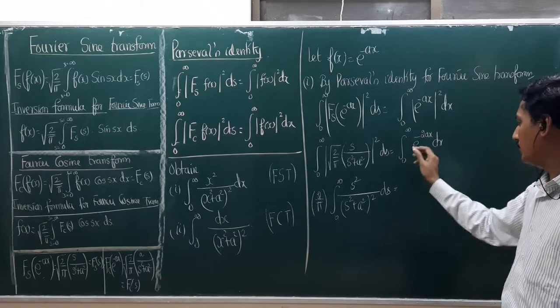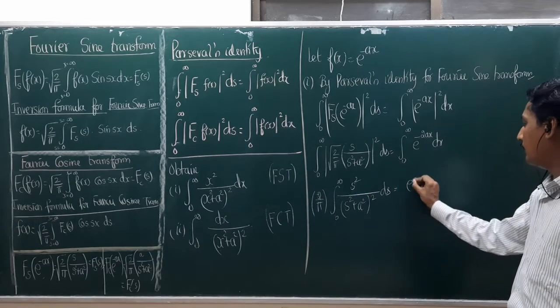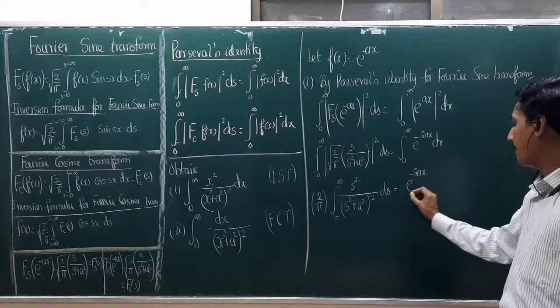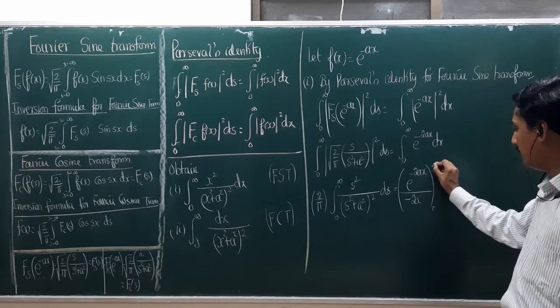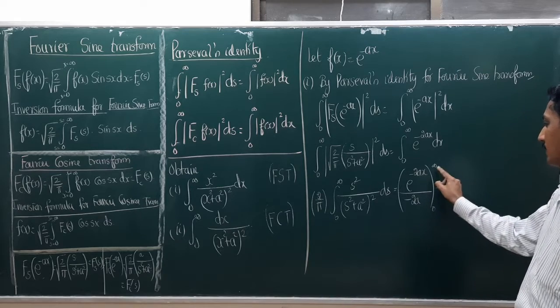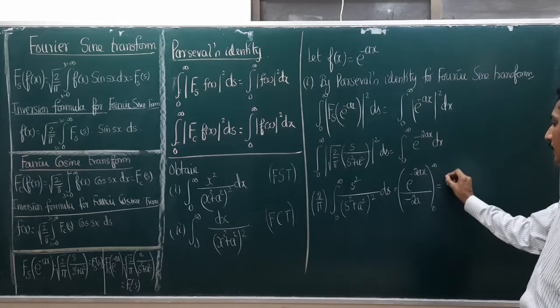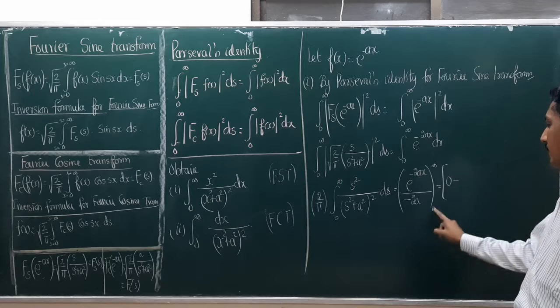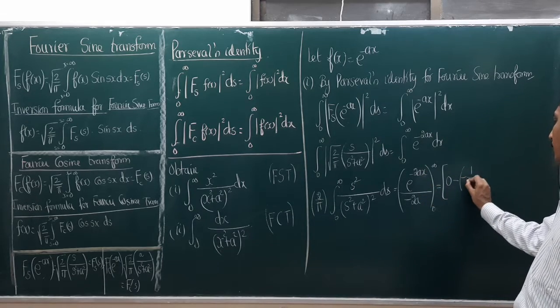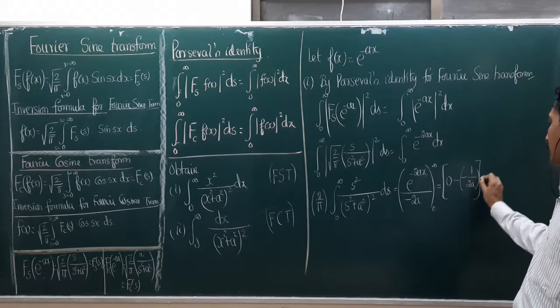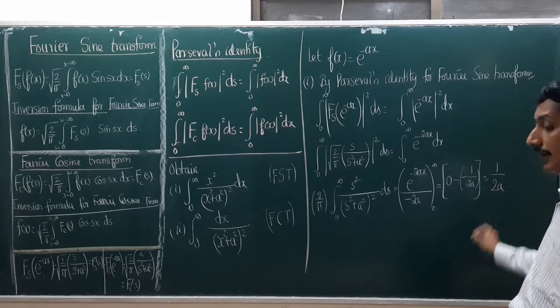Now, what about the right hand side? The right hand side is e to the power minus 2ax by minus 2a, with limits x equal to 0 to infinity. When we substitute x equal to infinity, we get 0 because e to the power minus infinity is 0. By putting x equal to 0, we get 1, since e to the power 0 is 1. So it is minus of minus 1 by 2a. The answer for the right hand side is 1 by 2a.